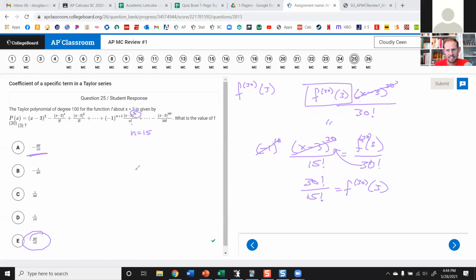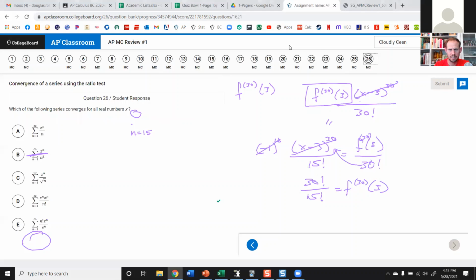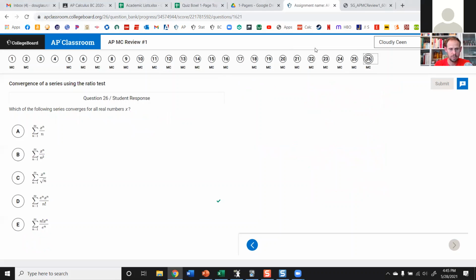Yeah, but that one was definitely a tricky one, especially realizing that with 30 here, n had to be 15 because you want 30 as the exponent. That definitely threw people for a loop, I think. Or you just didn't know what was going on, which is okay too.